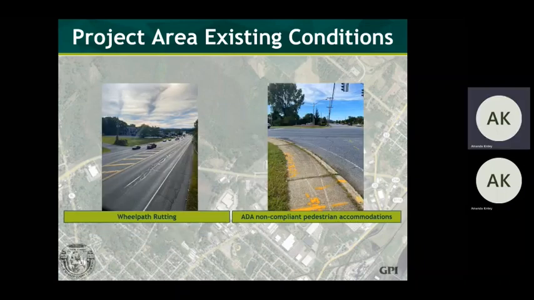Another type of pavement deformation experienced along Quaker Road includes wheel path rutting. This is in the path of the wheel that is often loaded over and over again. This is seen on the left-hand side of the slide. Additionally, all non-compliant pedestrian accommodations that do not meet ADA requirements will be addressed as part of this project.